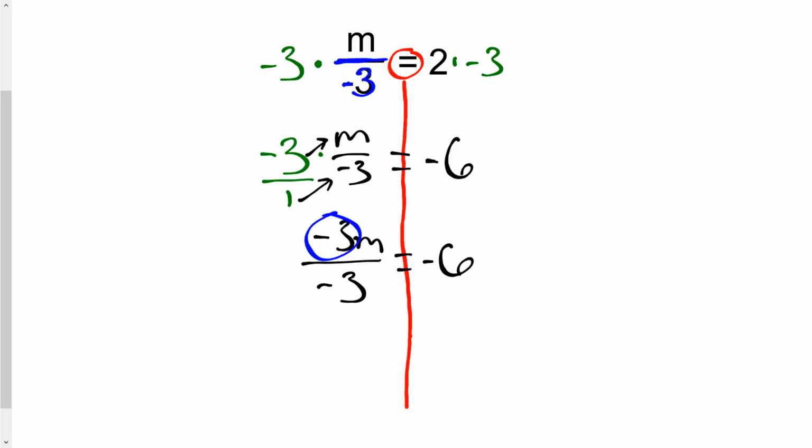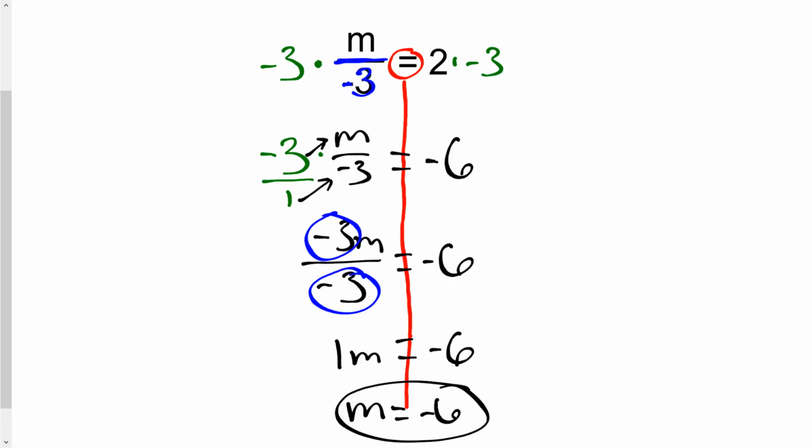Negative 3 divided by negative 3, well, that's a negative times a negative, so positive, and 3 divided by 3 is 1. That just leaves me with 1m equals negative 6. So m equals negative 6. And we're done. Plug this into our original equation to check it out.